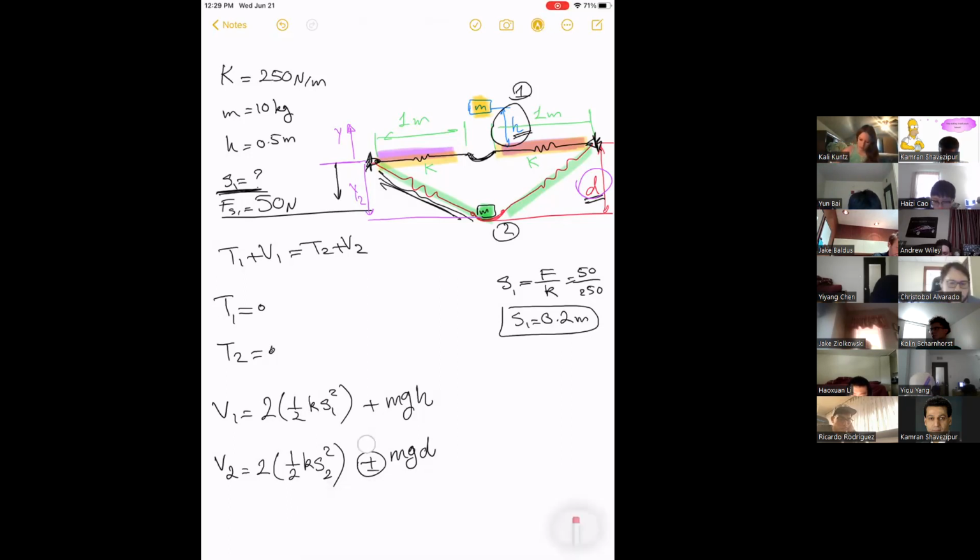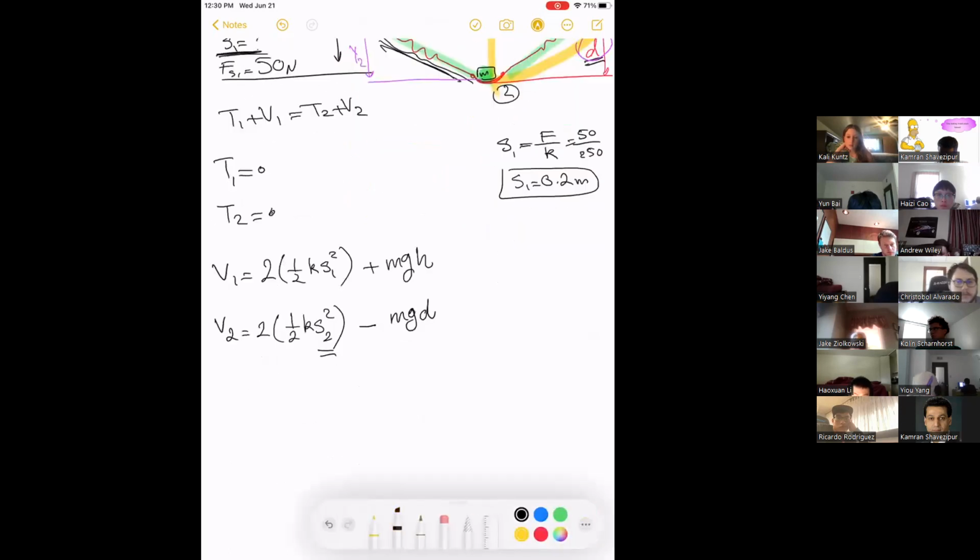So now I put S2 here. I need to find S2. To find S2, I'm going to look at this geometry. Please pay attention to the tablet. I'm going to separate this part and redraw it down here.